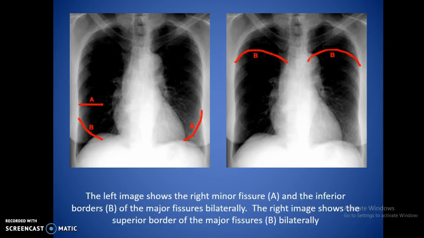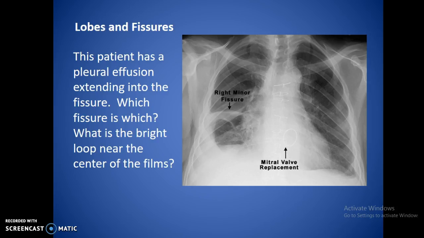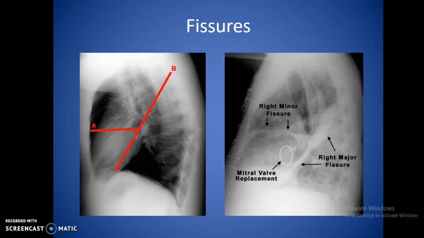This just shows a demonstration graphically of where those fissures are normally. You can't always see them when you're looking at the chest x-ray. Sometimes they will stand out when you see pathology though. This one, same thing. Graphically shows the right major fissure, right minor fissure on there pretty well.